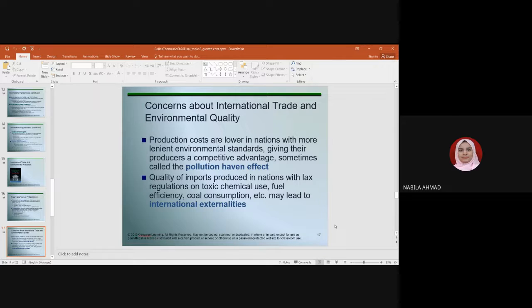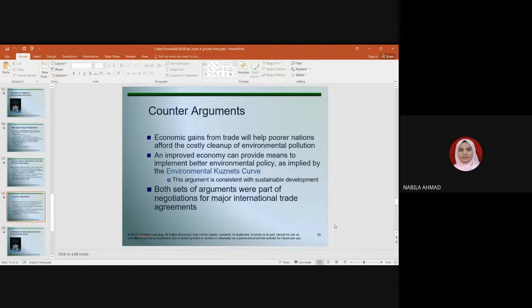Okay. And then quality of imports produced in nation with lax regulation on toxic chemical use, fuel efficiency, coal consumption akan menyebabkan international externality. Dia akan menyebabkan masalah pencemaran secara international. And then economic gain from trade also will help poorer nation afford the costly cleanup of environmental pollution, and improve economic can provide means to implement better environmental policy implied by the environmental Kuznets curve. Okay. And so both sets of argument were part of negotiations for major international trade agreement.